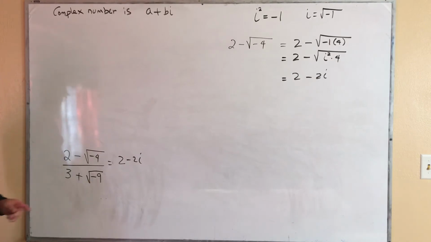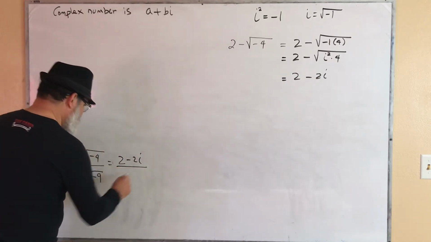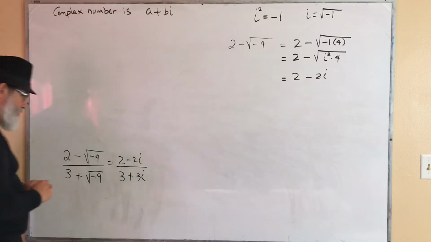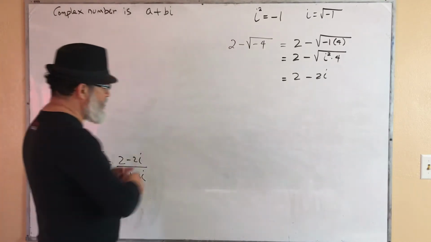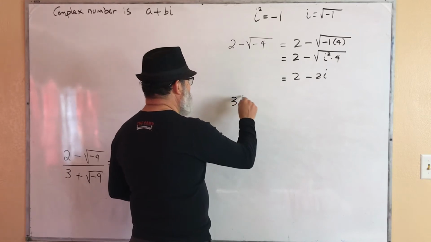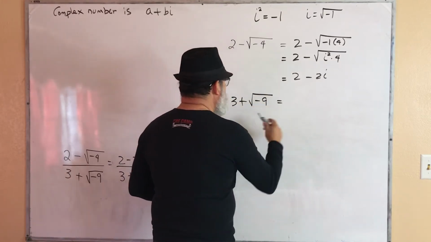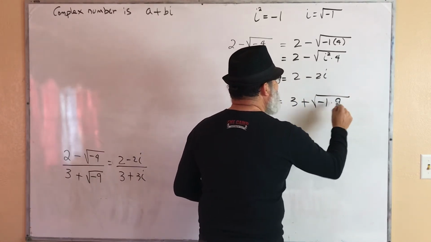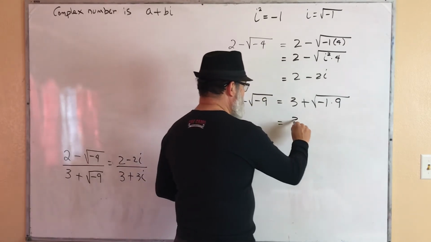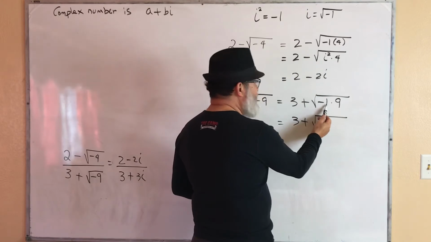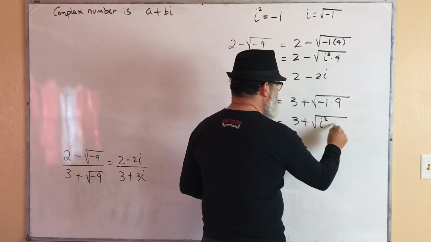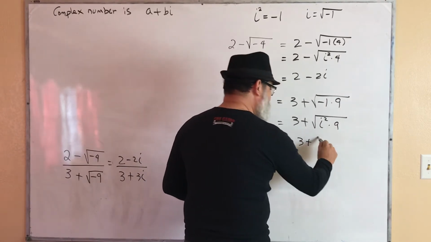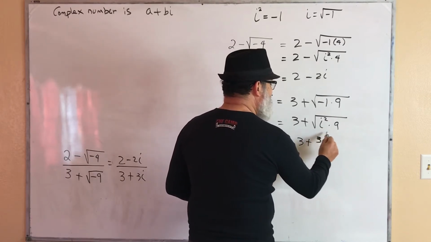Similarly, what is this going to be? You could do that again. This is going to be 3 plus 3i. By the same token, if you don't believe me, just do it. This is 3 plus the square root of negative 9, which equals 3 plus the square root of negative 1 times 9. This is 3 plus the square root of i squared times 9. So this is 3 plus, the square root of 9 is 3, and the square root of i squared is i.